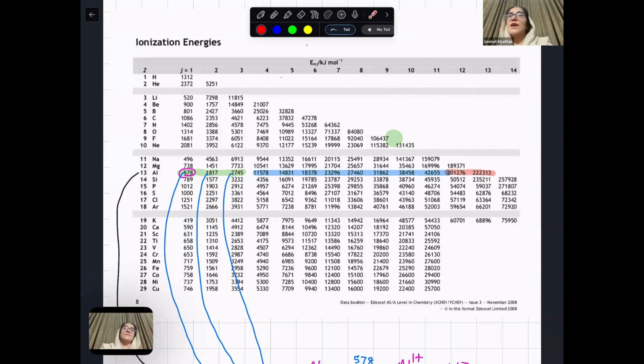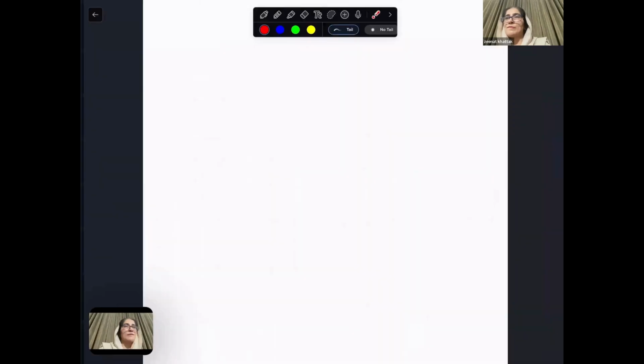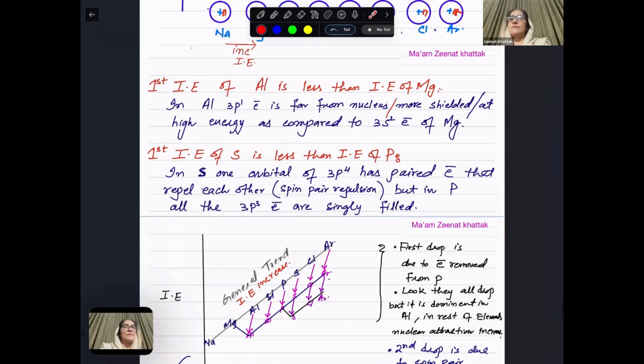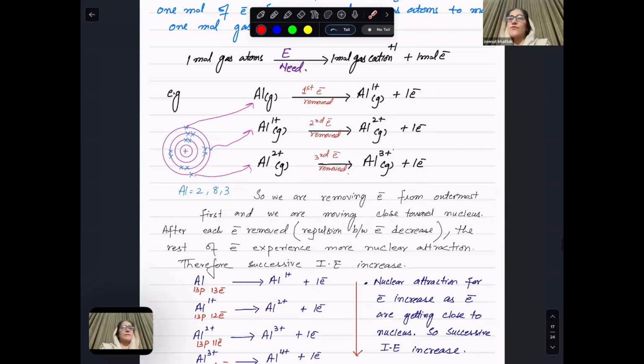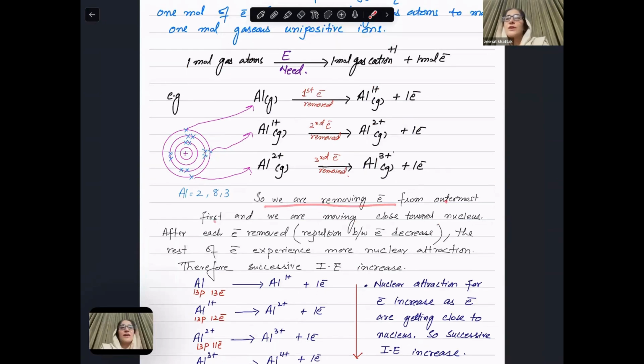So if I take you to the notes, wait a minute, look at this. We are removing electrons from the outermost first, and then we are moving closer toward the nucleus. After each electron removal, the repulsion between the electrons decreases. The rest of the electrons experience more nuclear attraction. Therefore, the successive ionization energy increases.